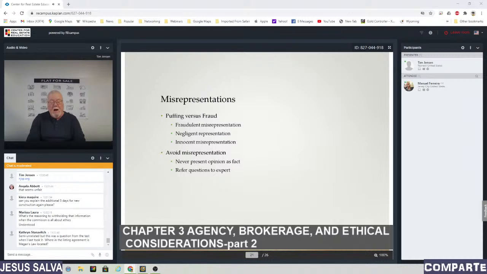Misrepresentation. Now, this is a serious issue. Misrepresentation, whether it's intentional or not, is never a good thing. First of all, let's do this. You may have heard an ad or read an ad that said something like, cozy, quaint bungalow-style home situated on park-like property near major routes. Boy, that sounds perfect. What I'm looking for. I want a cozy, quaint home.